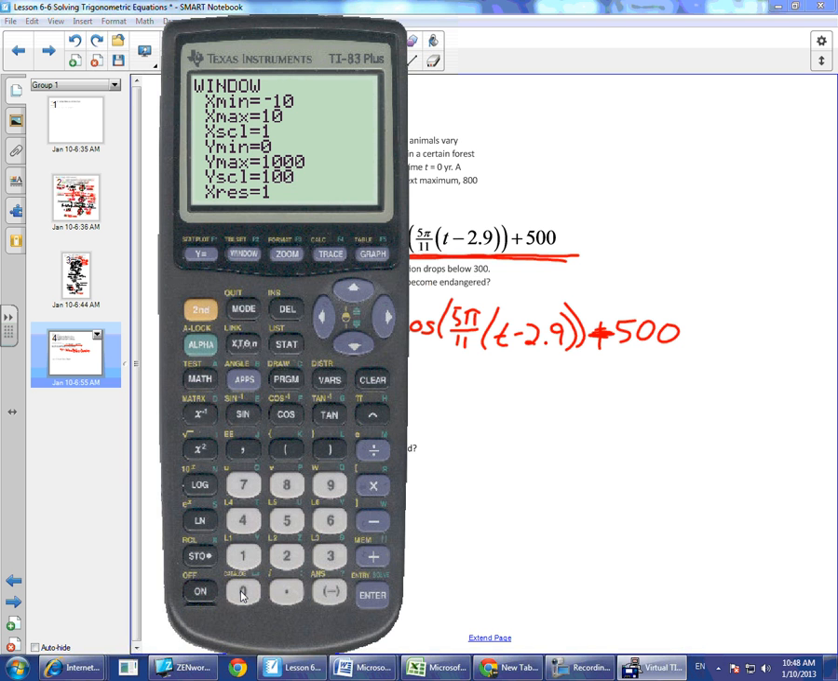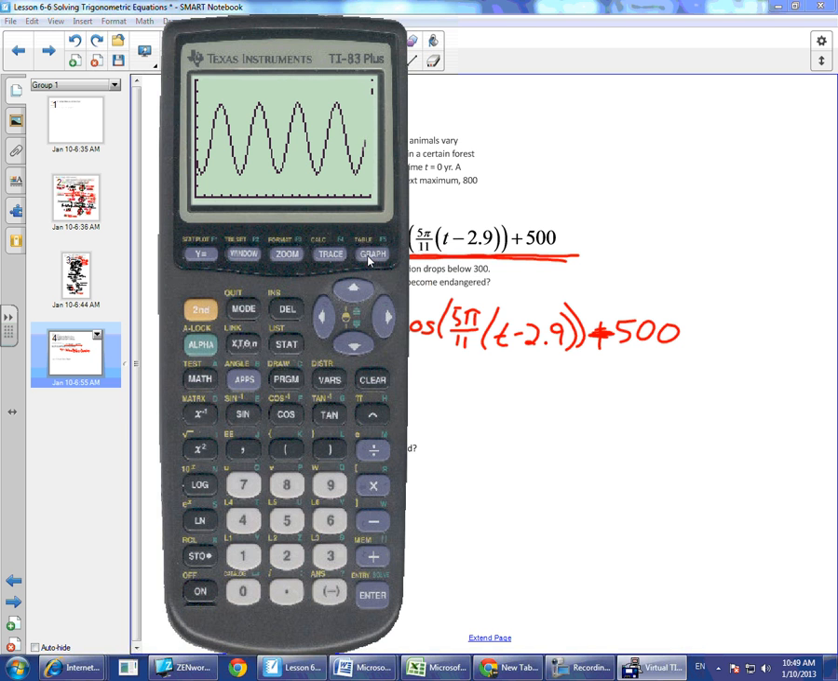Now what I notice is my phase shift is 2.9. And if you look back, your period is 2π divided by 5. So for my x-min and my x-max, I'm going to go from 0 to, let's say, 20. And if I choose a good window, I can come up with a good graph.